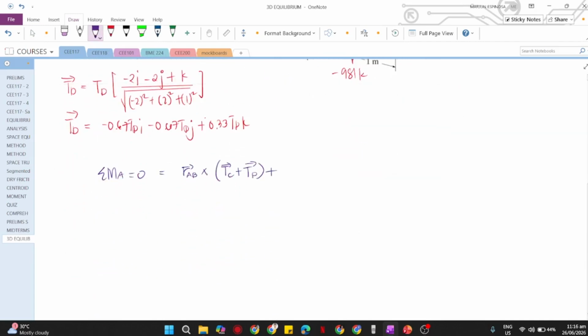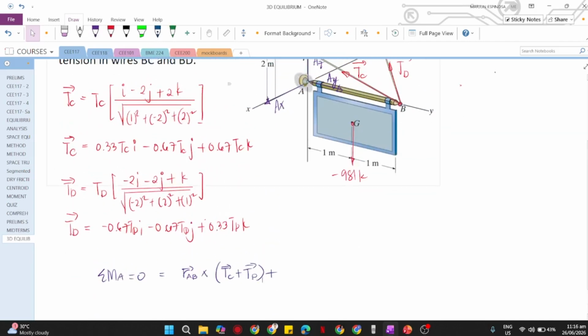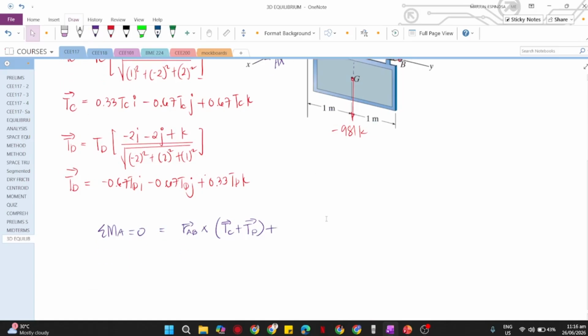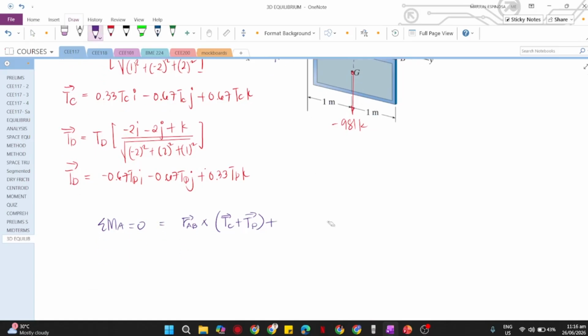Yung RA to J natin, if we will be projecting the line of action nito, so ito yung parang position vector niya from A to this point right here. And that is 1 meter along Y. So we have here, sabihin na natin from A to G, then cross yung weight natin. Ito yung weight natin, class. Ayan.